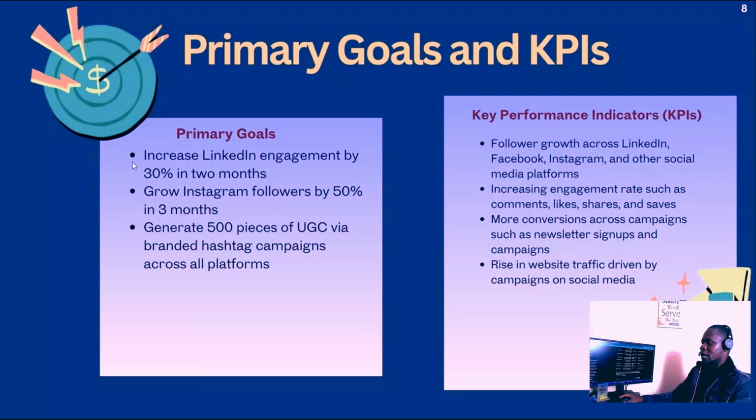For example, we can come up with something like: I want to increase LinkedIn engagement by 30% in 2 months. So whatever approaches we take with the LinkedIn content, I must ensure that in 2 months we have achieved a 30% increase, to measure progress. We also have something like growing Instagram followers by 50% in 3 months, and generating 500 pieces of user generated content via branded hashtag campaigns across all platforms. So this is just an example of what our primary goals may look like, and then the key performance indicators show that we are getting towards our primary goals.